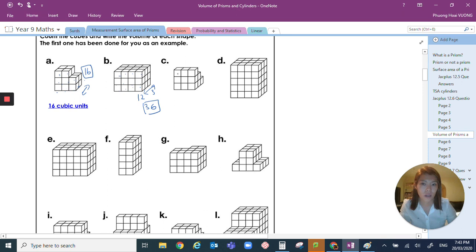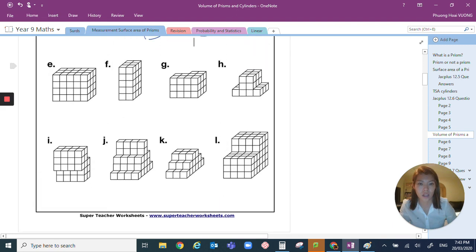Let's have a look at this one. Can you count out this way? Not really, because we have missing cubes at the back. So perhaps we count this way. So 1, 2, 3, 4, 5, 6. And there's 1 layer, 2 layers, 3 layers. So 6 times 3, we have 18 little cubes. Let's skip this one and go to the other funky shapes.